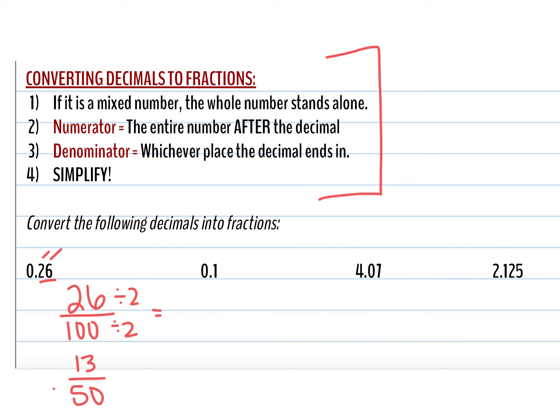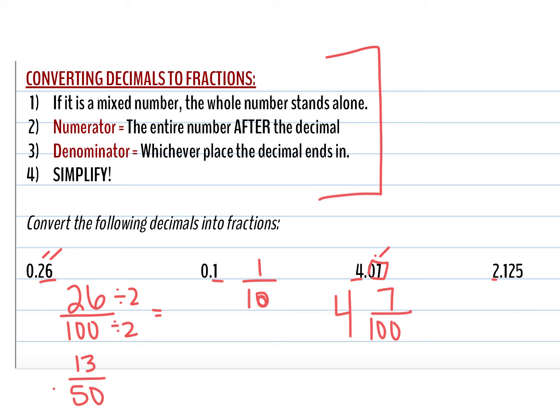Next one, there's no number in front of the decimal, so we don't have to worry about a whole number. Everything after the decimal becomes your numerator. This is the tenths place, so that becomes our denominator, and that's in simplest form. Next one, we've got a number out front now in front of the decimal, so that's going to be our whole number. Everything after the decimal becomes our numerator, and our denominator, tenths, hundredths, so that's our bottom number. There's nothing that 7 and 100 can both be divided by, so that's in simplest form.